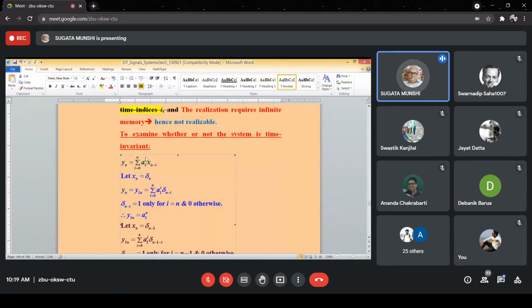I want that you write down these steps. Then you will understand how to check the time invariance of LTI systems. So I may give you a question in which you may be given some examples, and you may be asked to check whether they are time invariant or not. So be prepared about that.